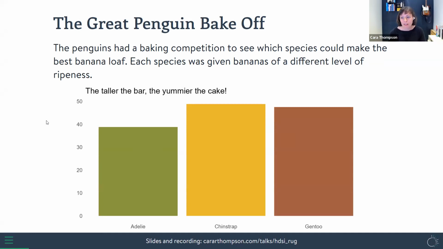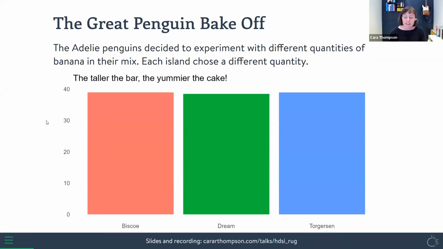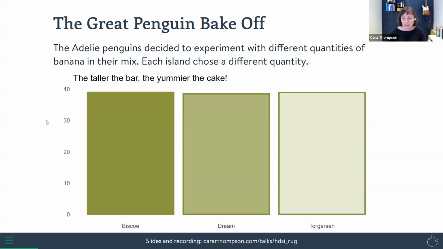So let's remember that. Next, the Adelie penguins decided that they were going to run an extra experiment on top of this and vary the amount of unripe banana that they added into their banana loaf mix. And again, I've not added a legend, but just by using transparency, you've probably got an idea of who had the highest concentration of unripe banana in their banana loaf mix.